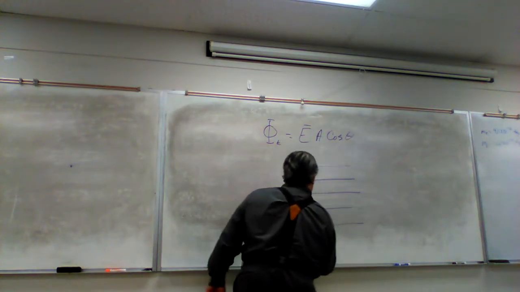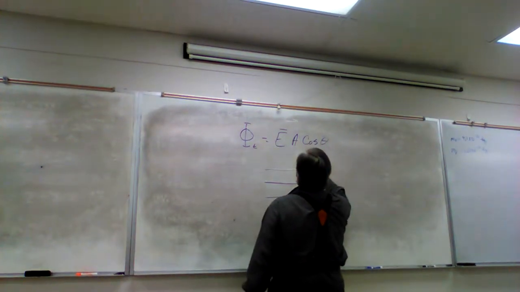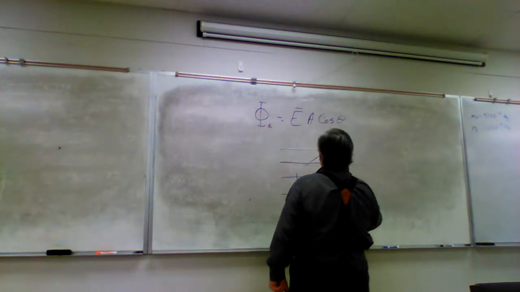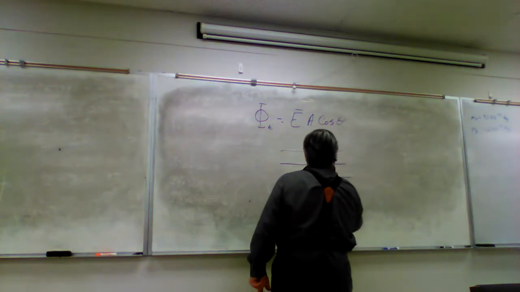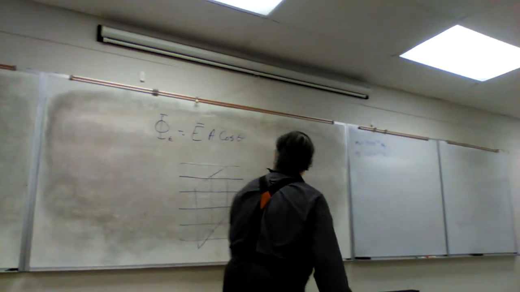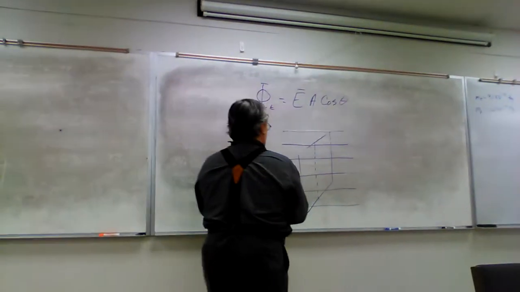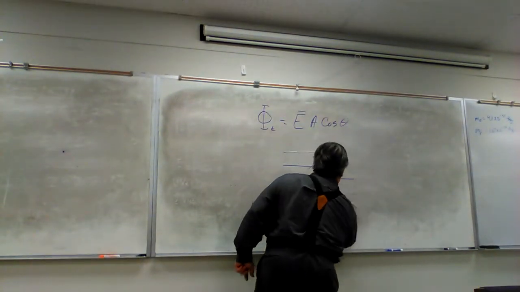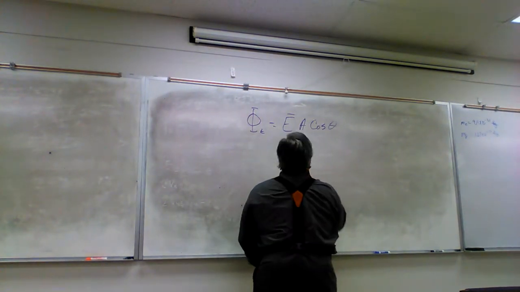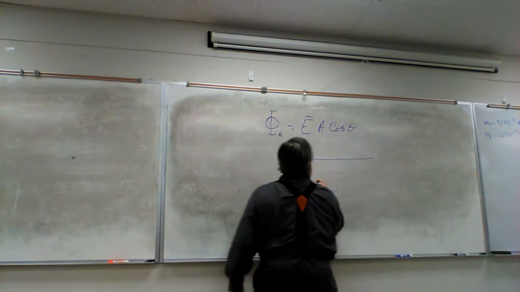Okay, and I will try to draw this as best I can. Say this is a uniform electric field, and we've got a square of area right here that's perpendicular to that E field. Now, I see how they drew this. Let me try again. Got your E field.